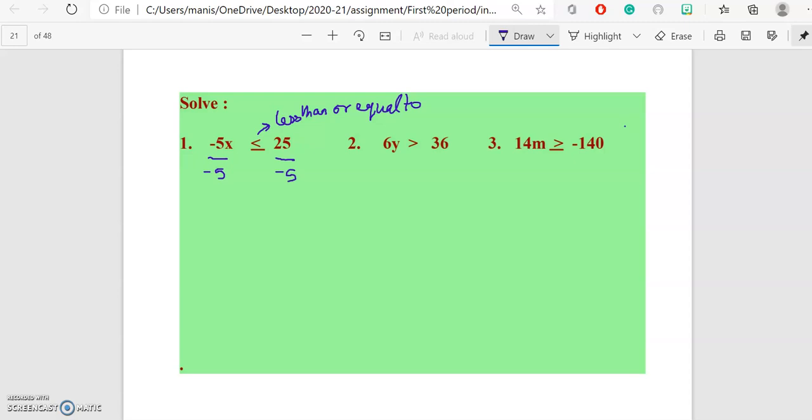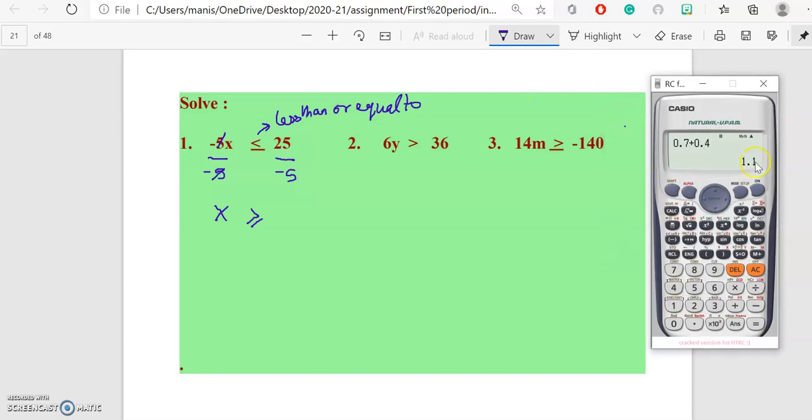Now keep in mind the rule which we learned on the previous slide. Whenever you multiply or divide, in this case we are dividing both sides by a negative number. Yes, I'm dividing by negative 5, so I should change the direction of my inequality symbol. If this is less than or equal to, my answer will have the greater than or equal to symbol. Negative 5 divided by negative 5 will give me 1, so I will just write x over here because these two get cancelled out.